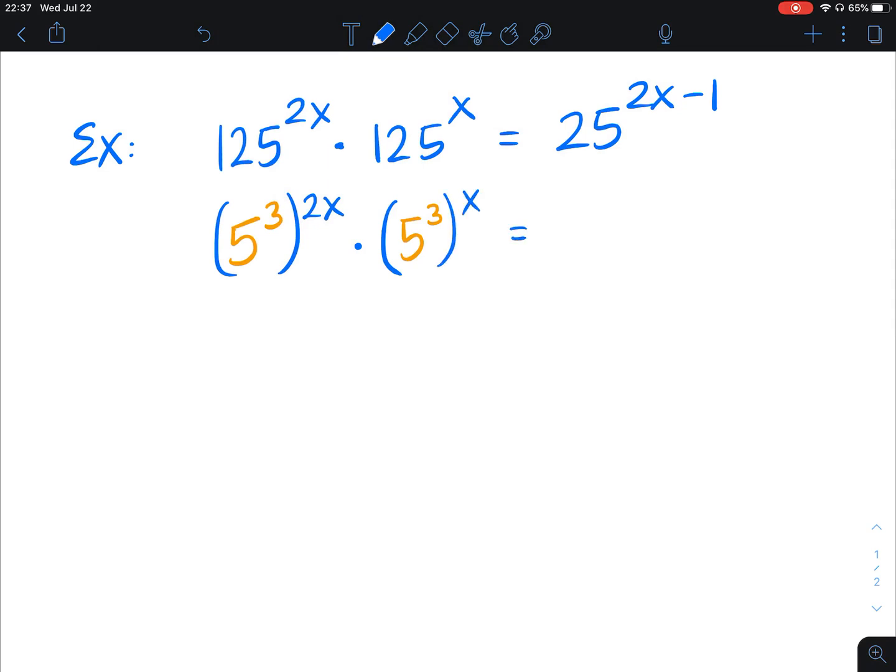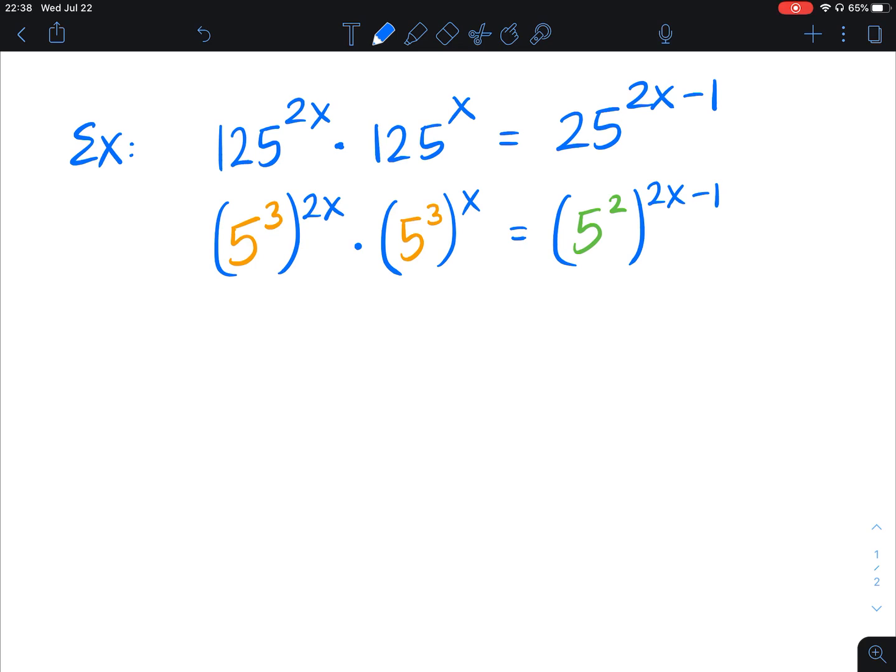On the right-hand side, 25, of course, would be 5 squared, right? So we can rewrite this 25 as 5 squared, and it's still being raised to the power of 2x minus 1. Before too long, we'll be at a spot where we have 5 to a power equals 5 to a power, and that's a really good spot to be in because then you can simply set those powers equal.